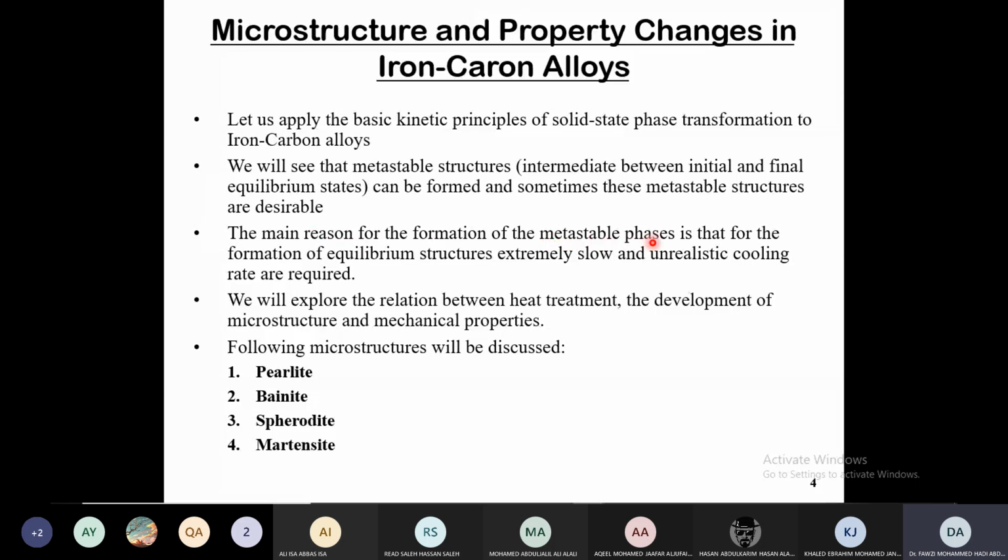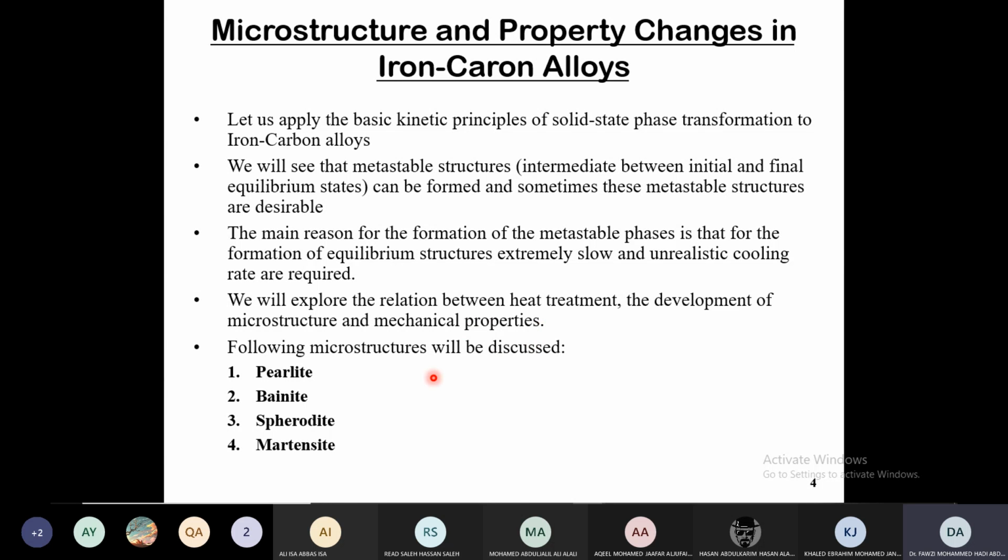The main reason for the formation of metastable phases is that for the formation of the equilibrium structure, an extremely slow and unrealistic cooling rate is required. That was the reason for going to metastable phases. But when the scientists went to the metastable phases, they found much more there. They found that these metastable phases give a combination of ductility and strength much better than the equilibrium phases that we have. We will be exploring the relationship between heat treatment in this chapter, the development of the microstructure, and their mechanical properties.